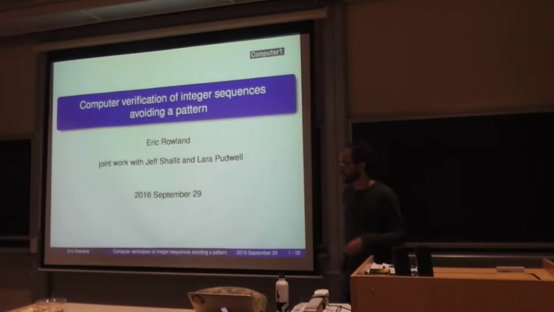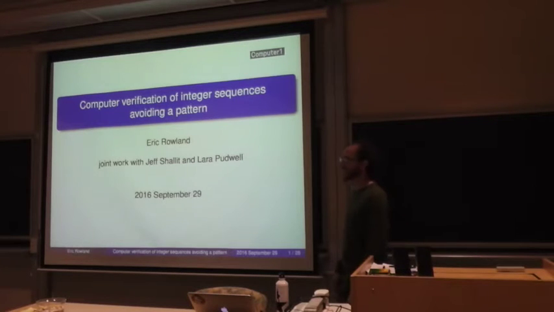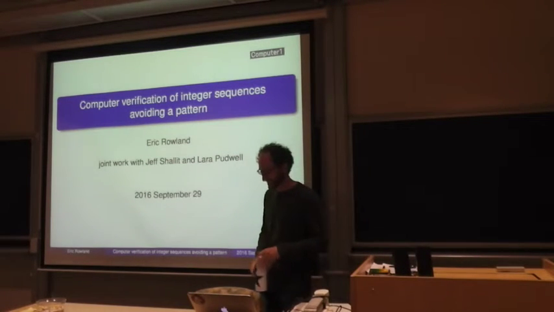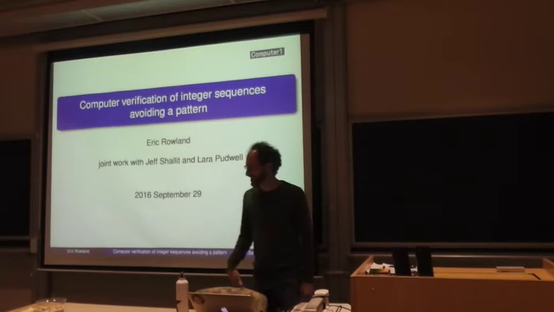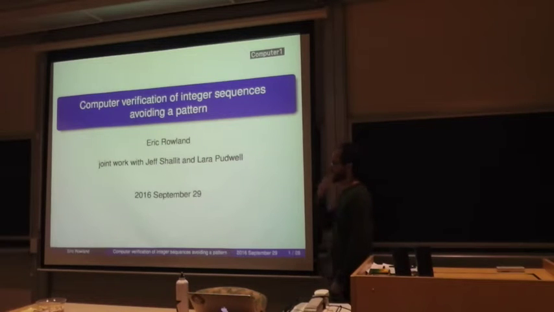who thus became an assistant professor after being Dr. Eric Rowland for 6 years. 6.5. Yeah, 6.5. He got his PhD at Rutgers, so it's nice to have him back. And he's going to talk about computer verification of integer sequences avoiding a pattern, one of my favorite topics, and by the courses. One of them is also one of my favorite people, the other one I won't mention.